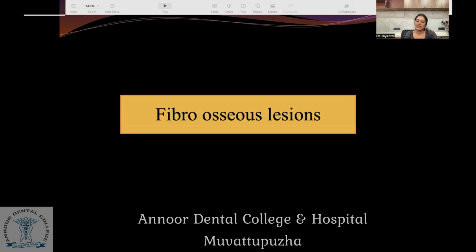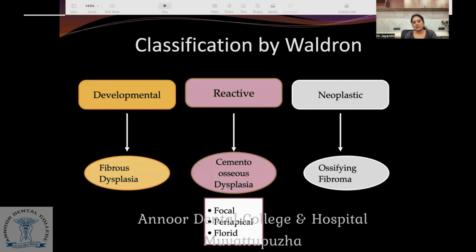So it is not one single lesion, it's a group of lesions. So you have a classification for that. And this classification is, of course, an old classification given by a person called Waldron. So if a question is asked, you can write this classification of fibrous lesion by Waldron. According to Waldron, fibrous lesions are of three types: developmental, reactive, and neoplastic.